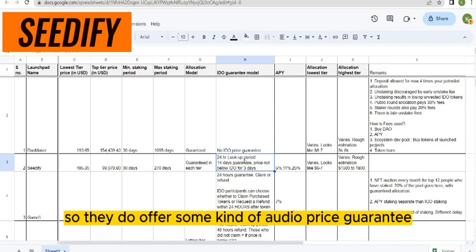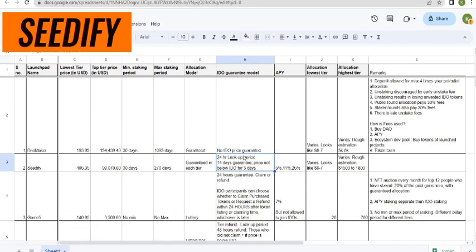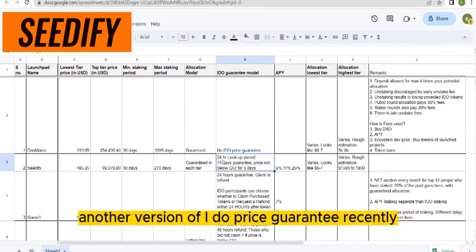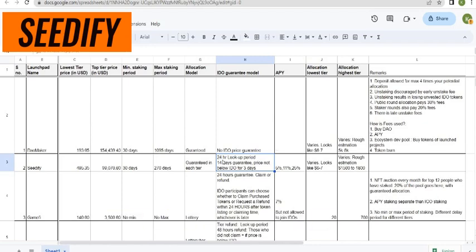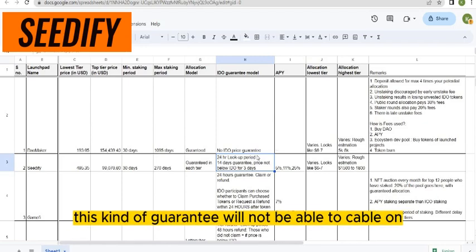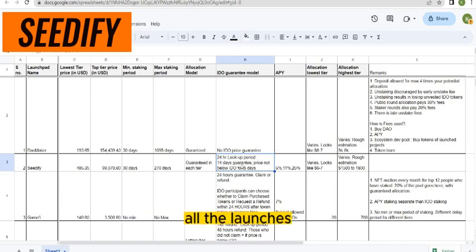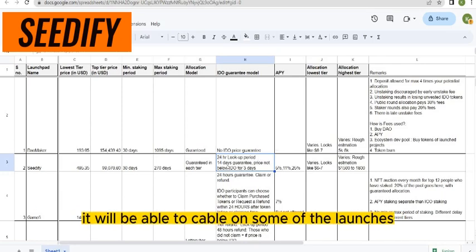All the tiers are guaranteed tiers in their updated model. So they do offer some kind of IDO price guarantee. They have introduced another version of IDO price guarantee recently, and this offers a 24-hour lookup period. If you like the performance of the token, you can claim your tokens. If for some reason you want a refund, you can refund them. This kind of guarantee will not be applicable on all the launches, only on some of them.